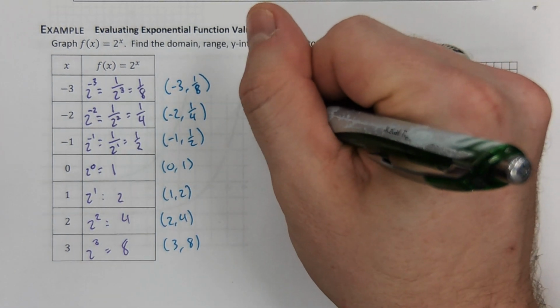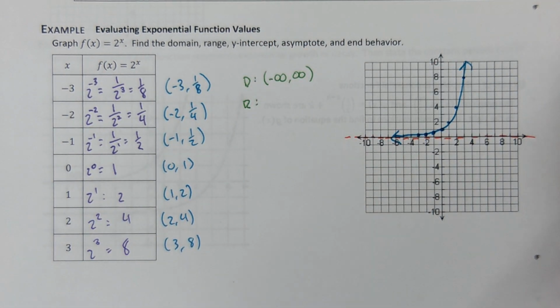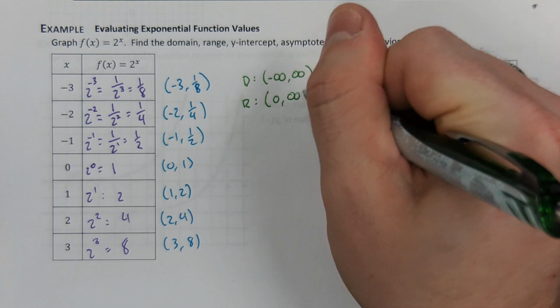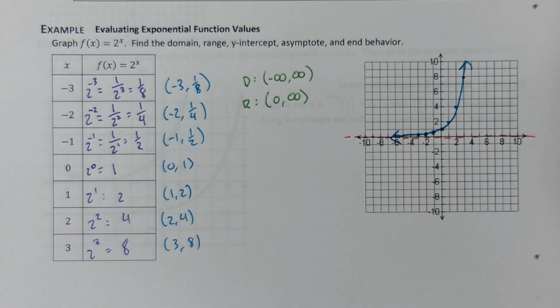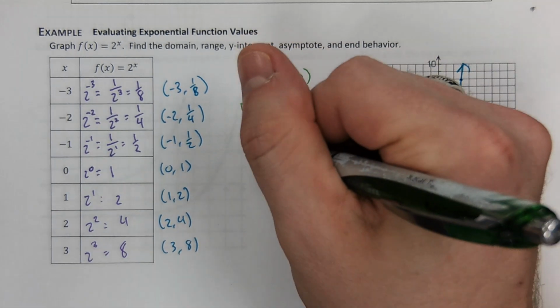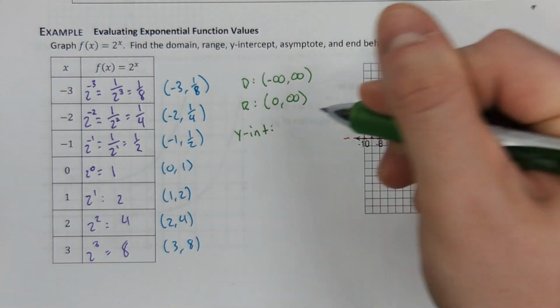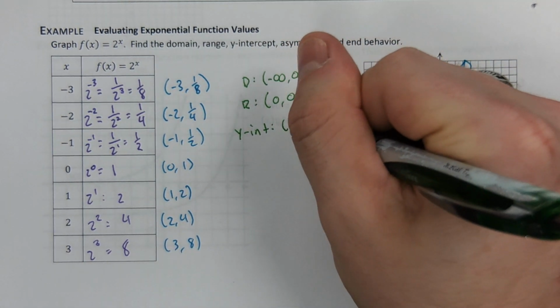This one's range, you can see from the graph that it approaches the number 0, but it never actually touches it. But then it goes up forever. So from 0 to infinity. That's domain and range. We happen to luck into the y-intercept. In the homework, if you don't just luck into the y-intercept, you're going to have to plug in x equals 0. But we have it. It was at 0, positive 1.